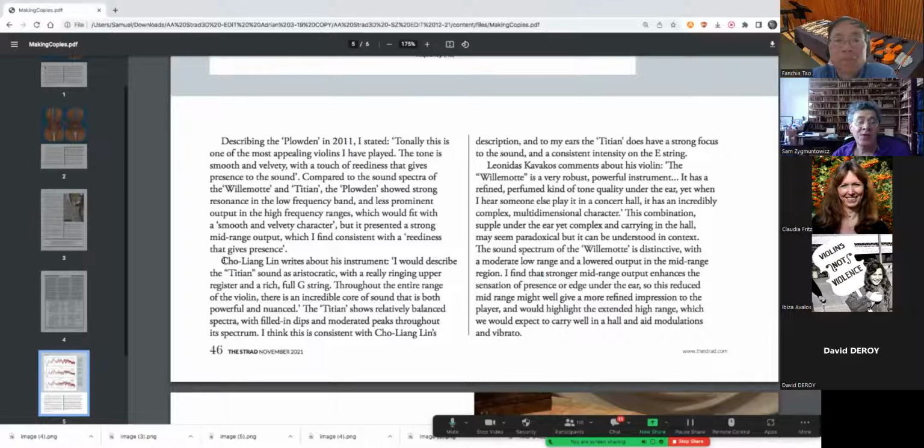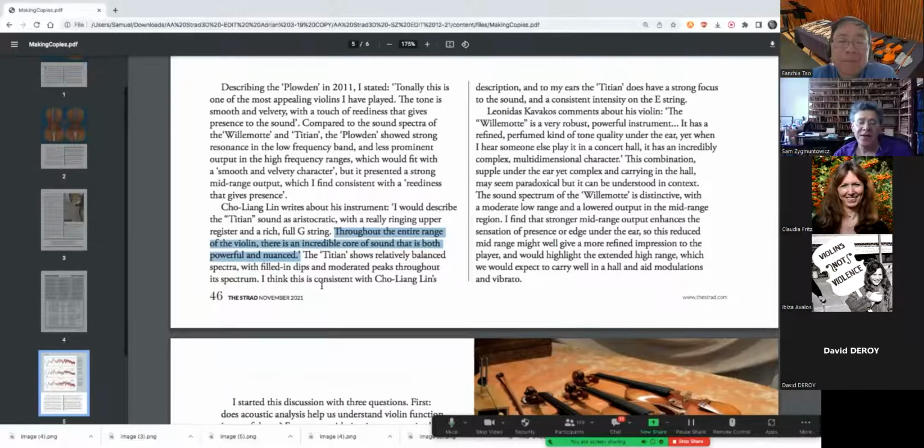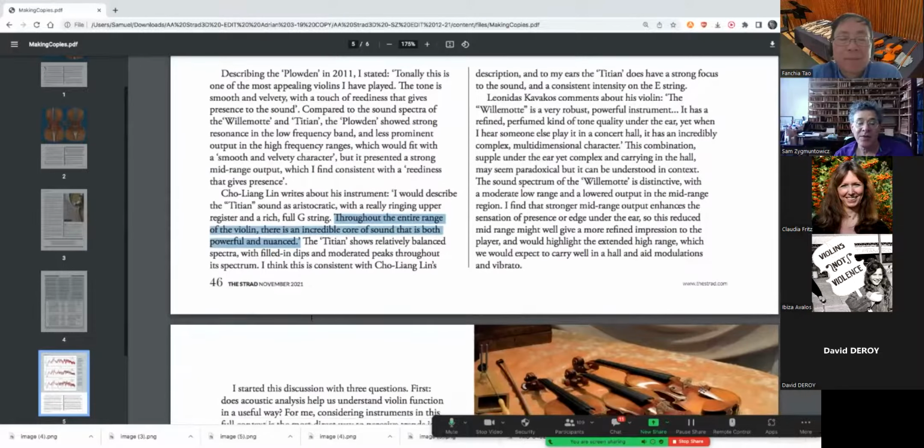Shlomo Lin, by contrast, writes, and some of these words, it's hard to know what they mean: I would describe the Titian sound as aristocratic with a really ringing upper register and a rich, full G string. Throughout the range of the violin, there is an incredible core of sound that is both powerful and nuanced. What does that mean? That's what my eye was drawn to. And in fact, the spectra of the Titian is pretty filled in. It doesn't have as many high dips. It doesn't have a real dip in the transition hill as much. I think that is probably consistent with his description of being even and powerful across the spectra.